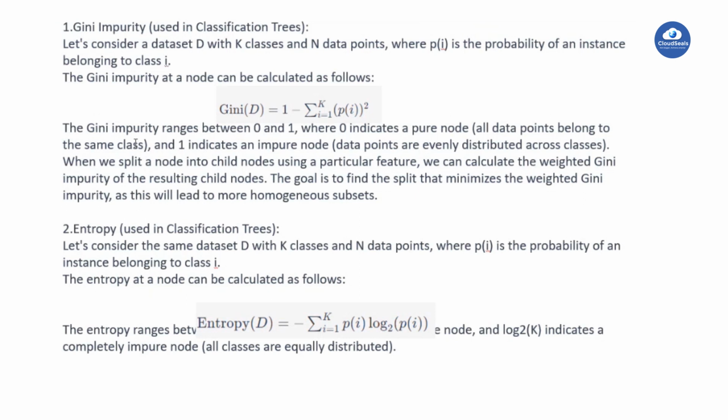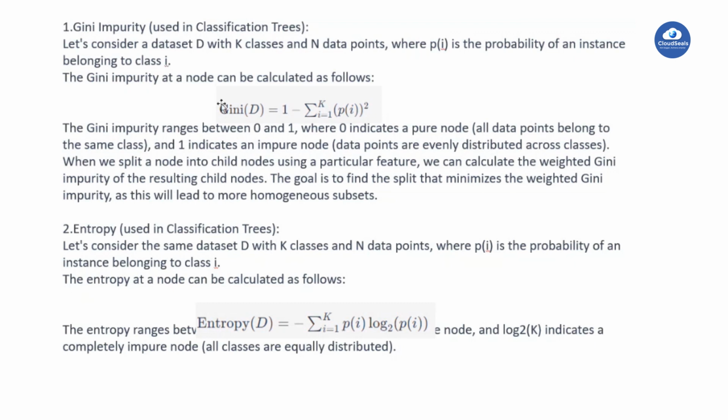These two are used for classification trees. Take the data set D with k classes. Here k might be 2, 3, 4, 5, whatever it may be, and n data points, which is the number of records. How many records do we have? Here we will calculate the probability, where p_i is the probability that an instance belongs to class i.